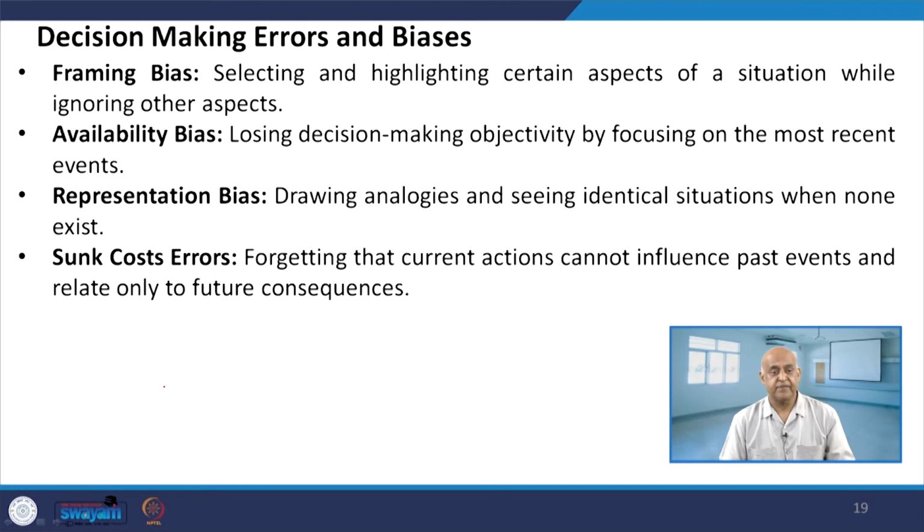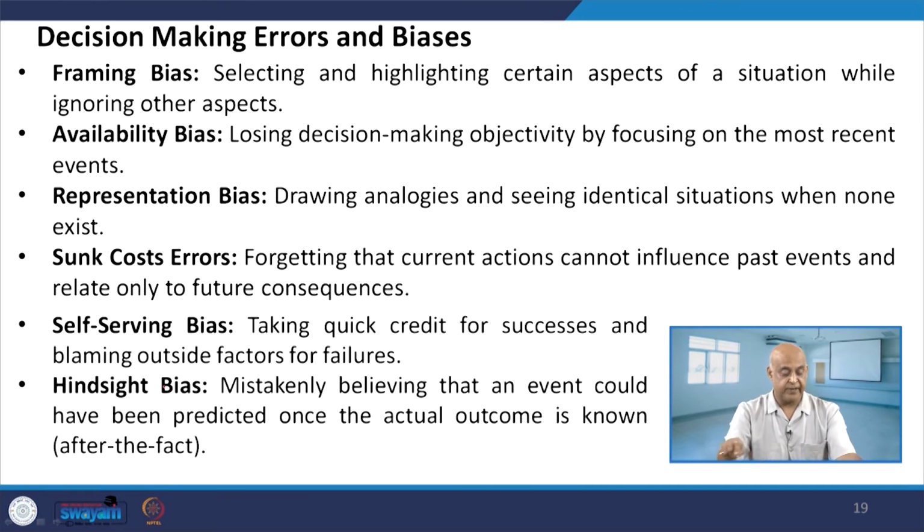Now, there is framing bias, where certain aspects of a situation are emphasized and other aspects ignored. Availability bias is losing the decision making objectives by focusing on the most recent events. Representation bias is drawing analogies and seeing identical situations, right, and then on the basis of that we take the decision. Sunk cost error is that current actions cannot influence past events and they lead only to future consequences. So, that will be the sunk cost error.